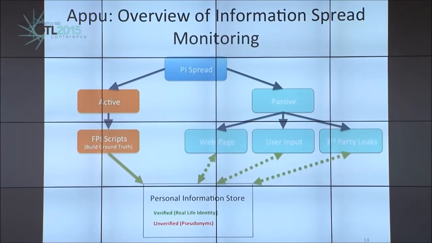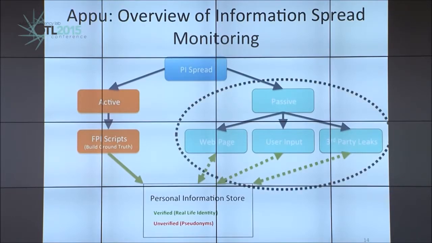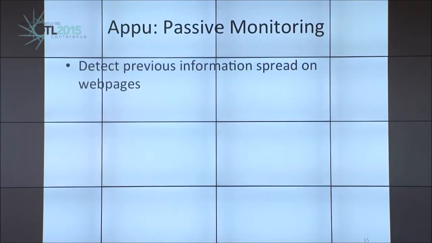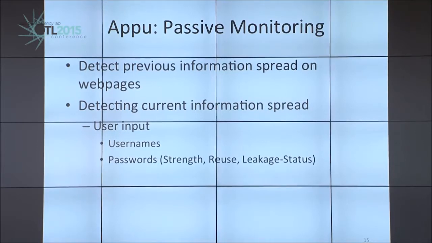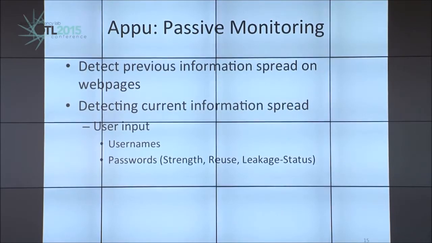So once that is done, we focus on passive monitoring. During passive monitoring, whenever the user visits a web page, we look for if any of the personal information fields are already present. Second, we also track the current information spread by monitoring user input. For example, when a user logs in, we add the username as well as the password with additional information such as strength, whether this password has been reused, or what the leakage status for the password is, and similar things for the rest of the PI fields.